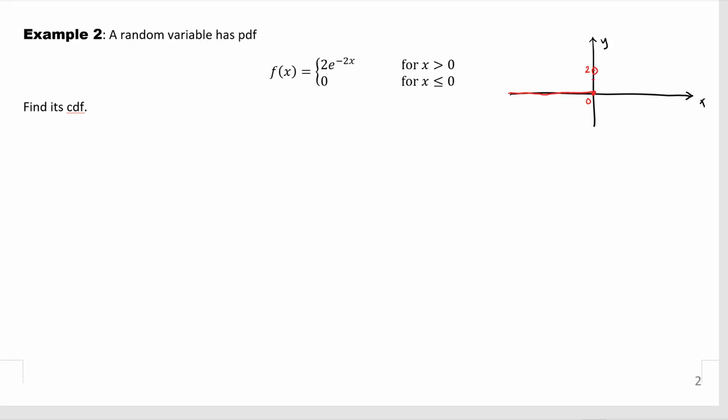What happens when x goes to infinity? This is e to the minus 2x, so when x goes to infinity, the minus 2x goes to minus infinity. So your picture is like here. It actually goes to 0. This is the picture. Okay, we want to find the CDF.